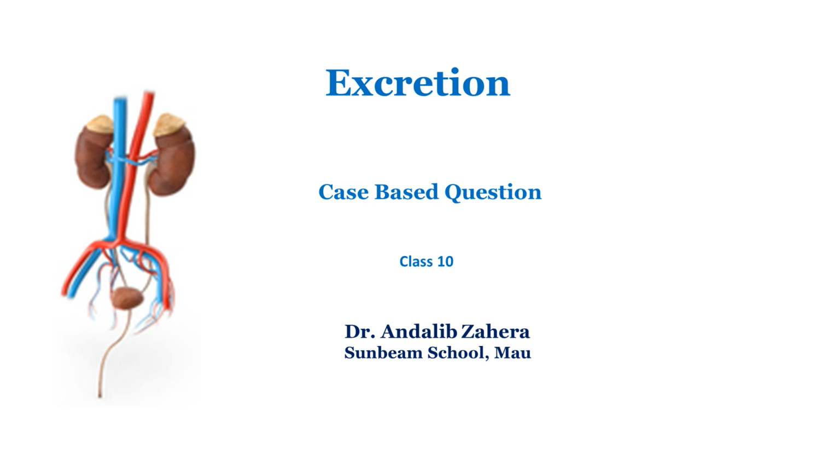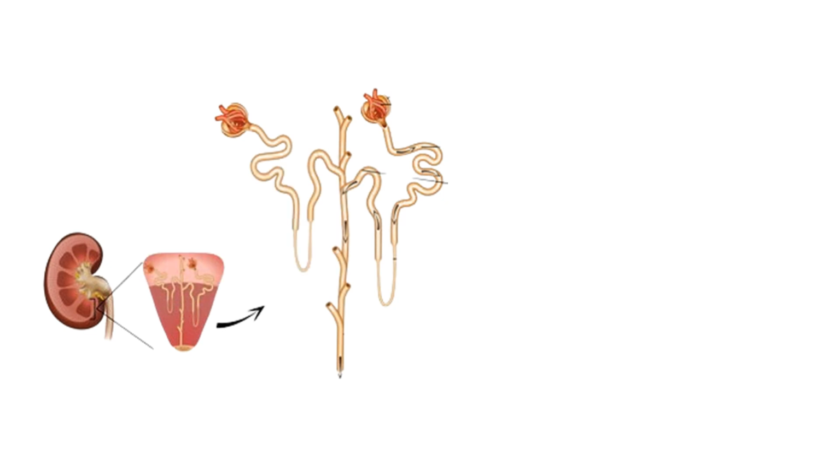Today I am here with one case-based question based on the chapter Excretion taken from class 10th. So before proceeding with the question, let me discuss the excretory system in humans. The excretory system in human beings is made up of a pair of kidneys, a tube-like structure called the ureter, a muscular bag called the urinary bladder, and an external orifice to release the urine called the urethra.